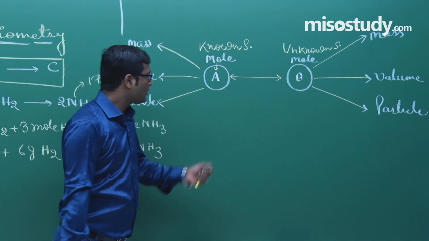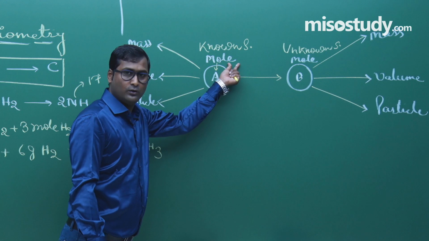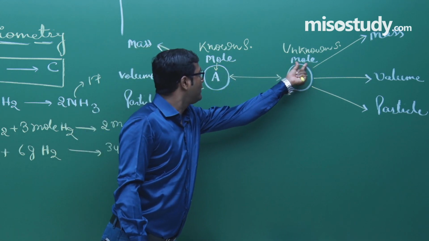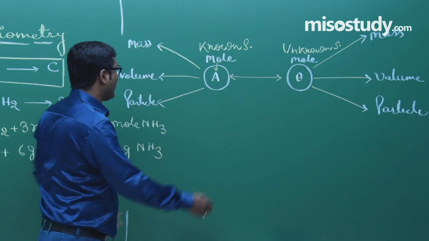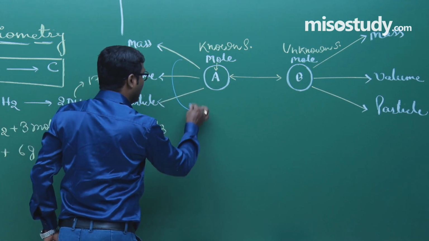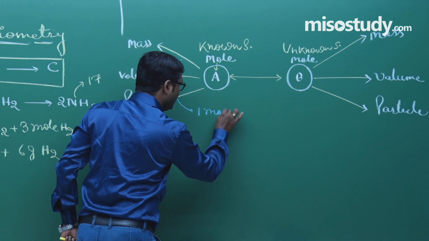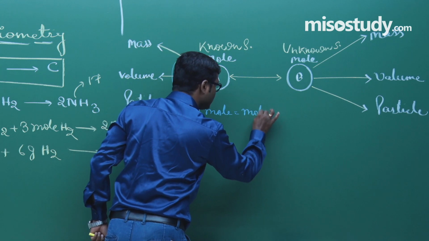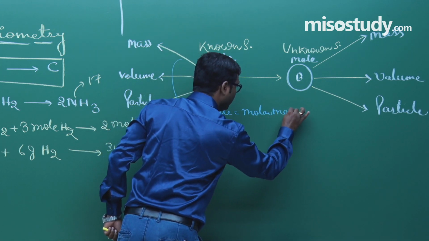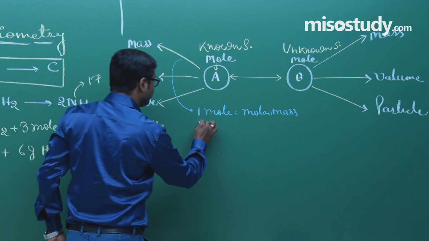Now, this is the relation. First of all, mole of unknown and mole of known. As we know, 1 mole is equal to molar mass. Yes, sir. First relation.